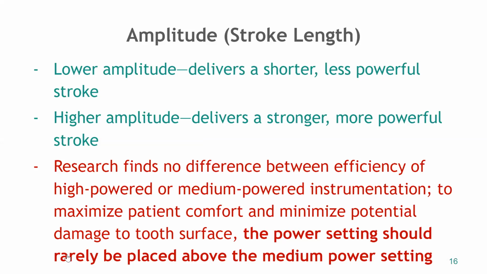But what's most important for this is patient comfort, and we want to minimize potential damage to the tooth surface. With powered instruments, we have to be really careful, especially with the root surface, because just like hand instrumentation, you can overscale those root surfaces and remove the outer layer of cementum. We want to try our best to preserve as much of that as we possibly can when we're doing subgingival instrumentation.